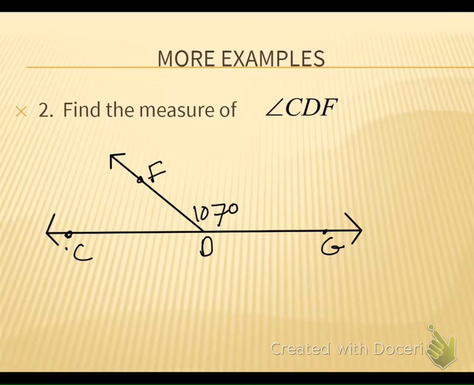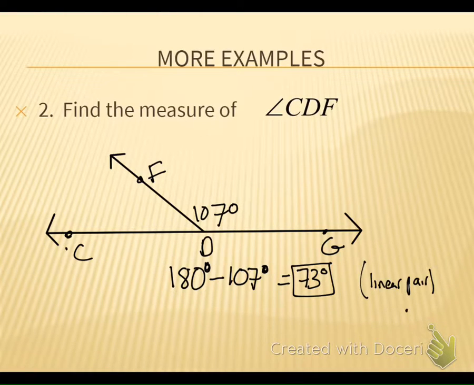What does it mean to be supplementary? Equals 180. Yep. So we take 180. We're going to subtract the angle we have, 107, and we're going to solve. How much is that one going to be? The answer was 73 degrees.